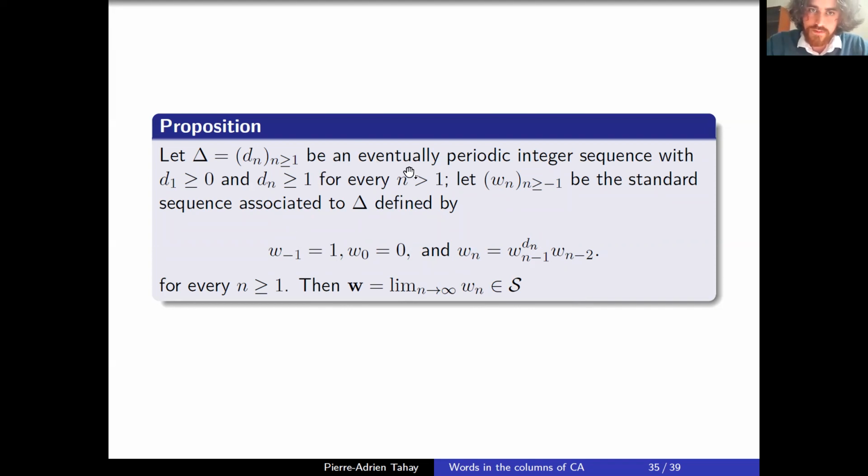And the hypothesis of eventually periodic integers is because we suppose that the slope of the Sturmian word is quadratic. And so the continued fraction expansion of the slope is eventually periodic. And it's very important because to define a cellular automaton, we need to have a finite set. And with this hypothesis of the quadratic slope and the eventual periodicity of the coefficients of the continued fraction expansion, we can define a finite set and so define a cellular automaton.